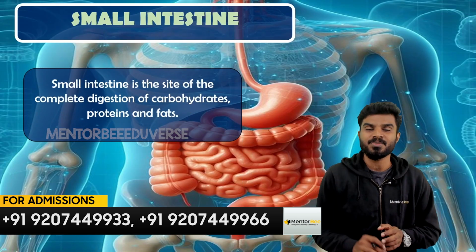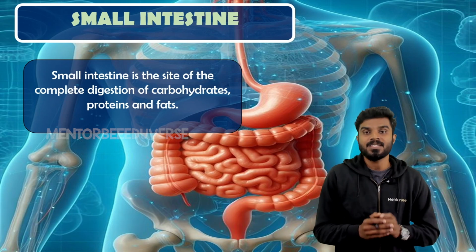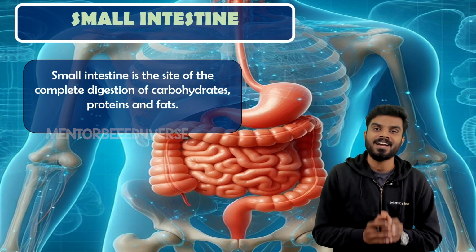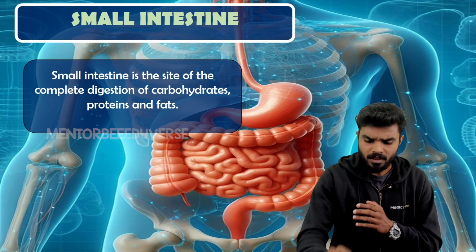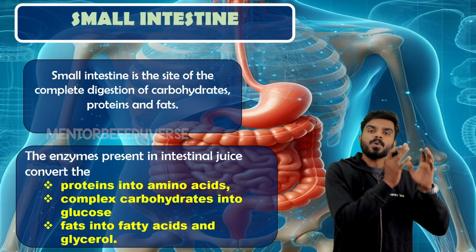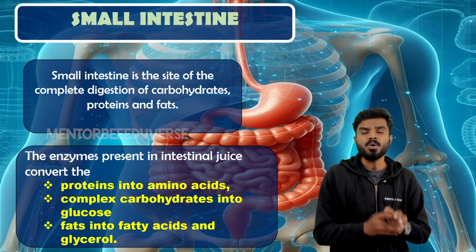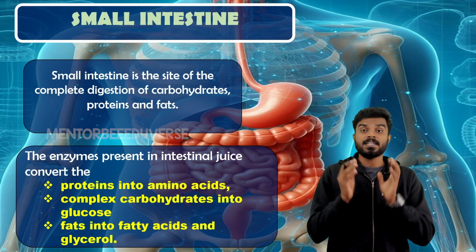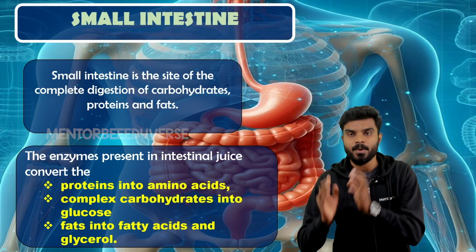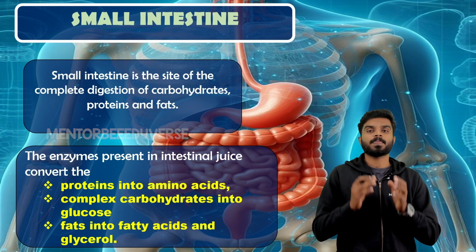The small intestine is the center where the complete digestion of carbohydrates, proteins and fats takes place. The enzymes in the intestinal juice convert proteins into amino acids, carbohydrates into glucose, and fats into fatty acids and glycerol.